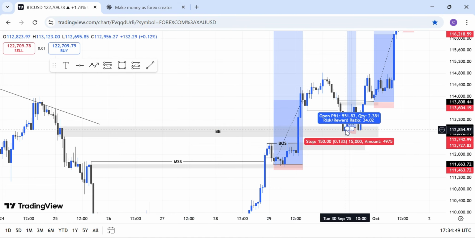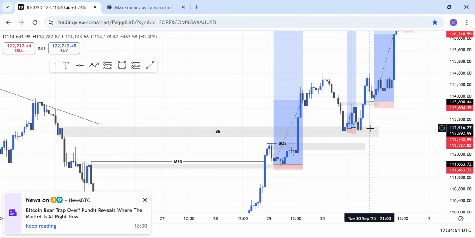Then when market came to the breaker block, we don't just jump in immediately and enter from that breaker because market might take you out before going your direction.